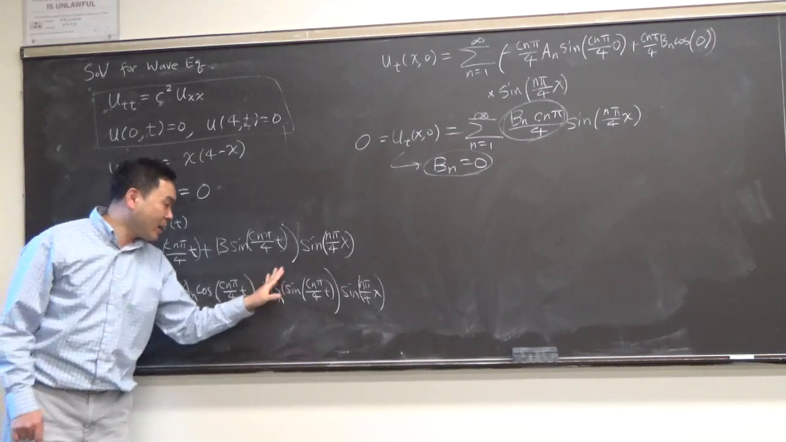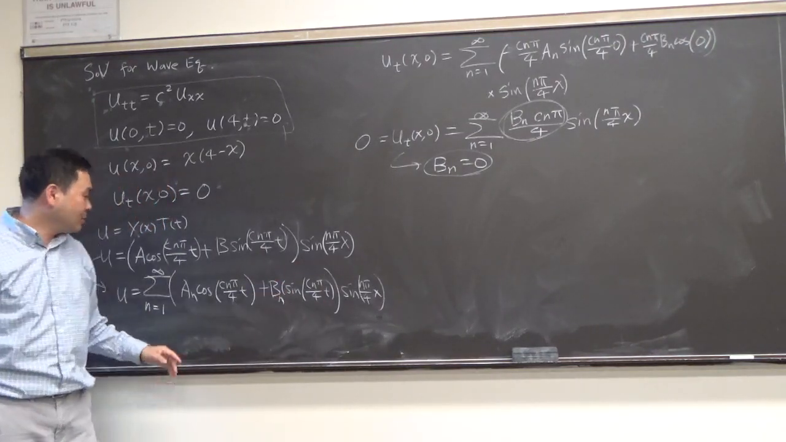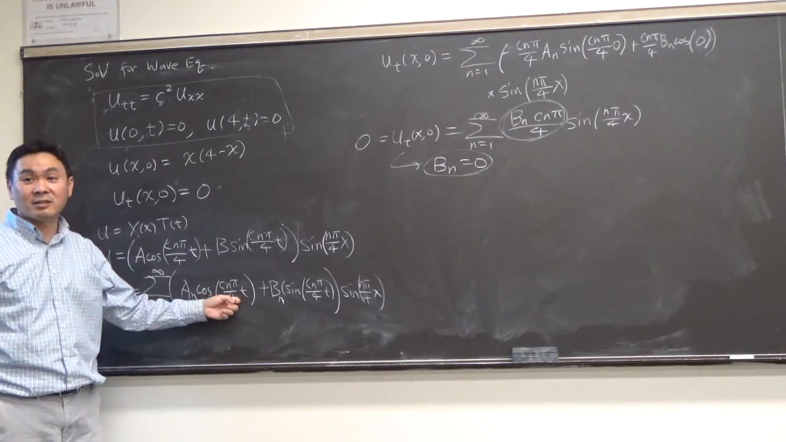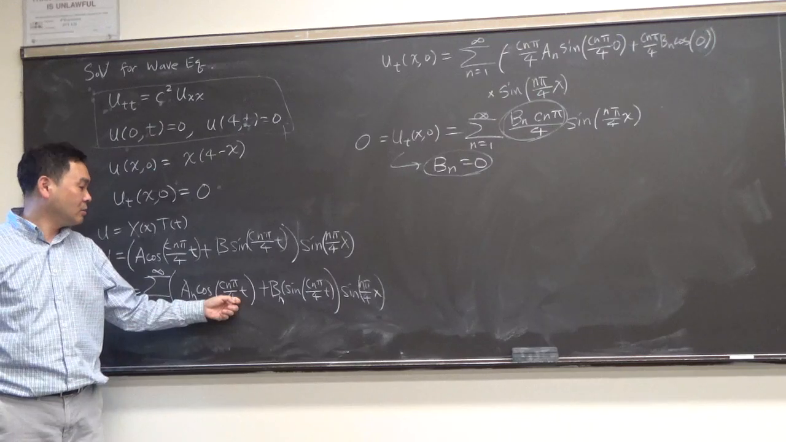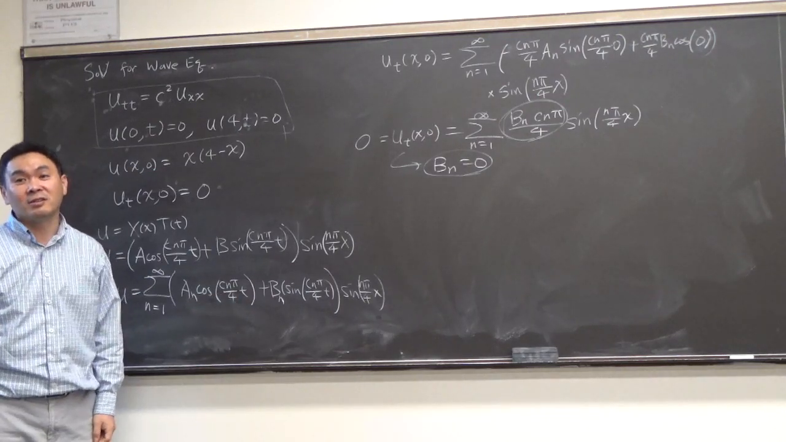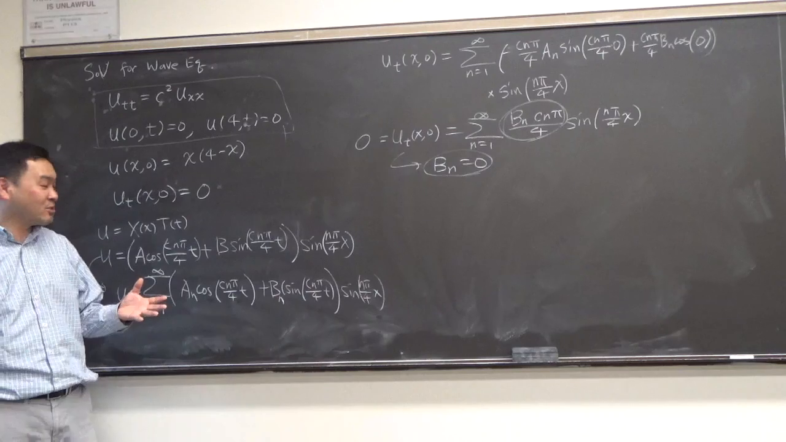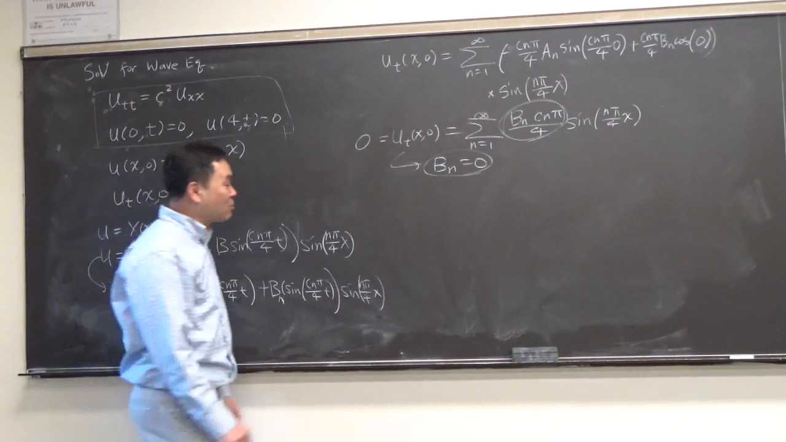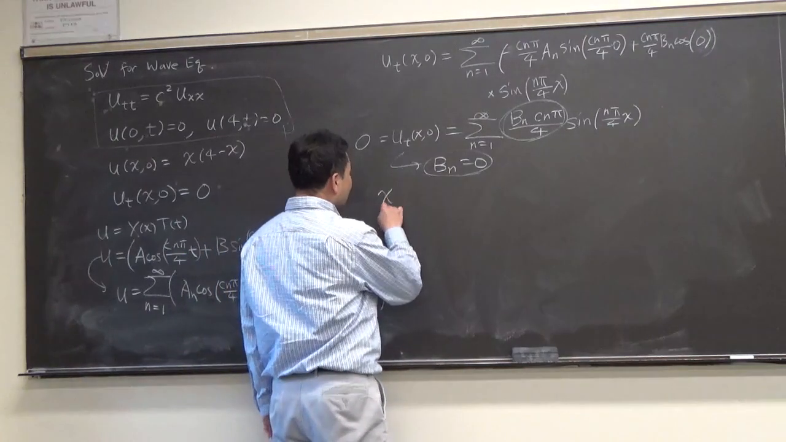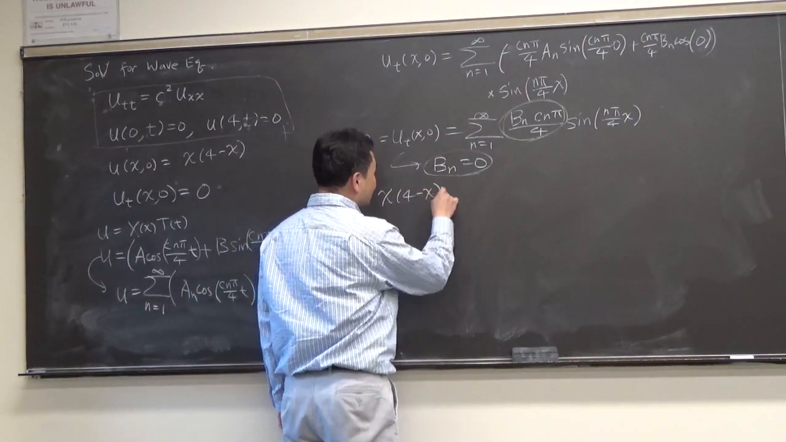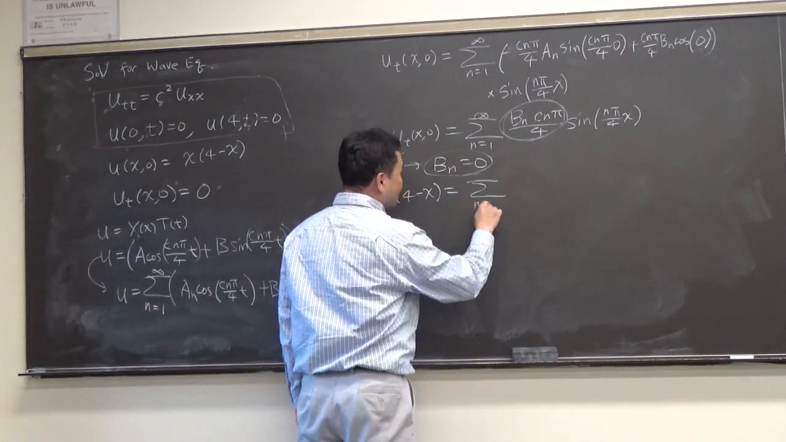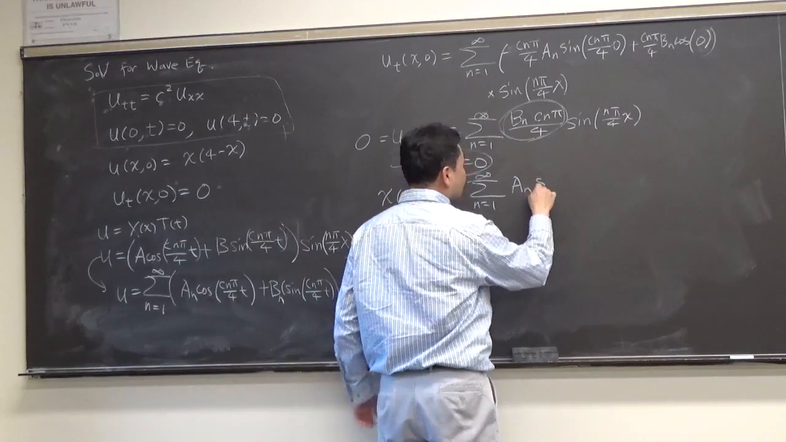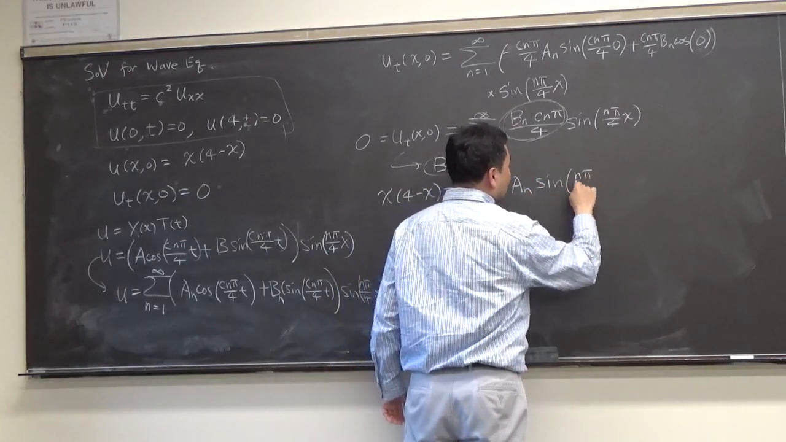Then I already have that this is 0, so that's gone. If you plug in 0 in here, what do you get? Cosine 0, what's that? 1. Cosine n pi is negative 1 to the nth power, okay? Cosine 0 is 1, so you get sine n pi over 4x. So what you get is x times 4 minus x equals the summation of n equals 1 through infinity of an times sine n pi over 4x.